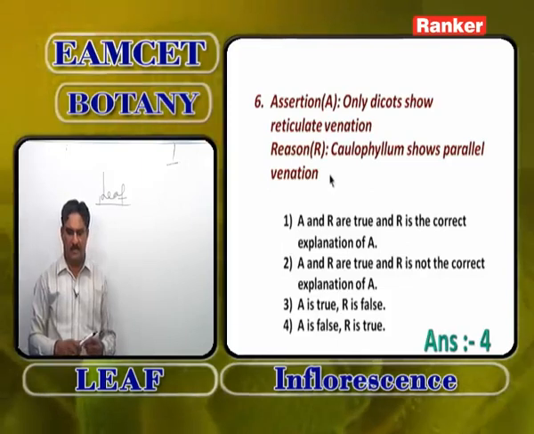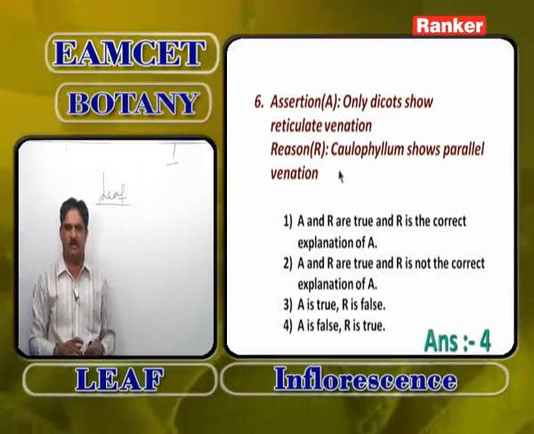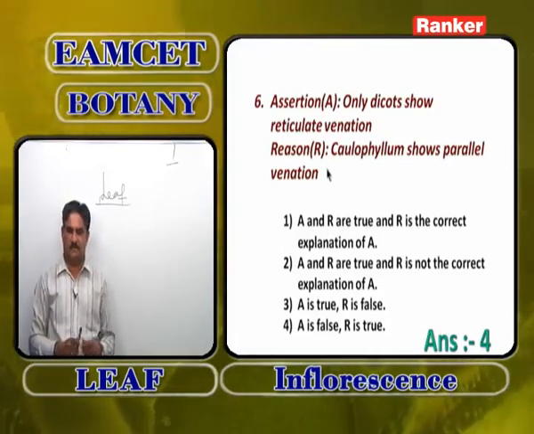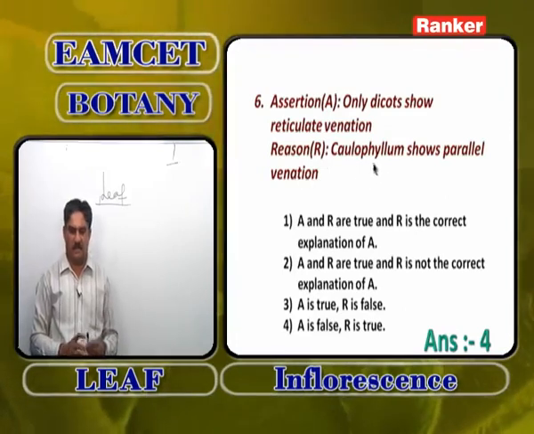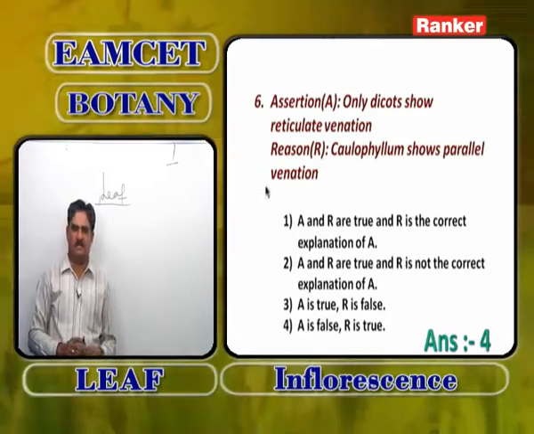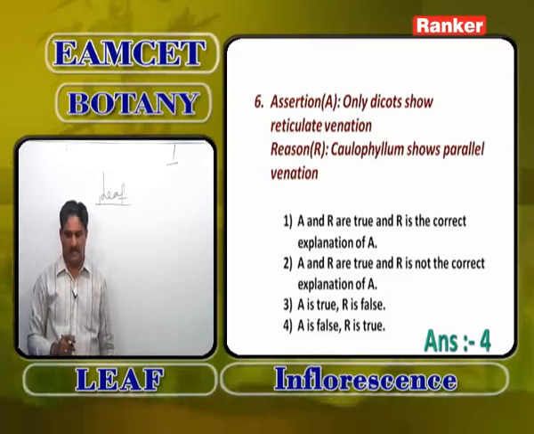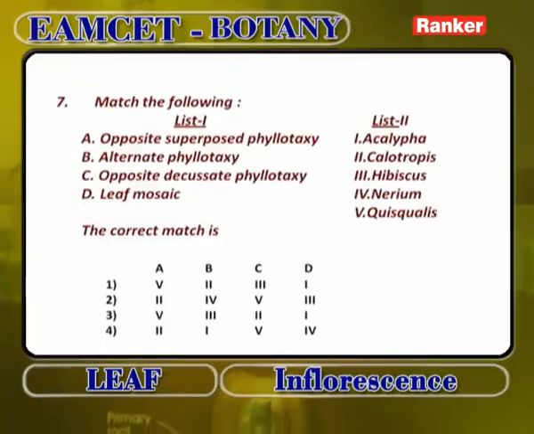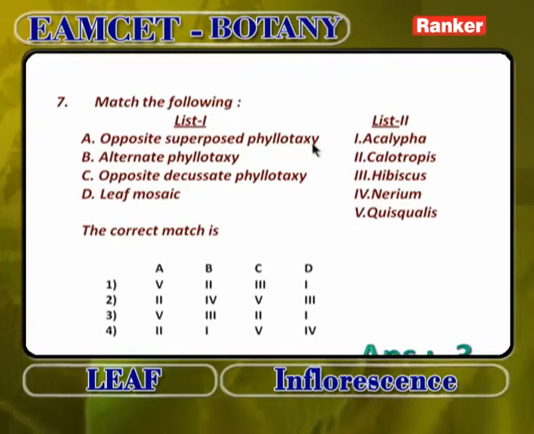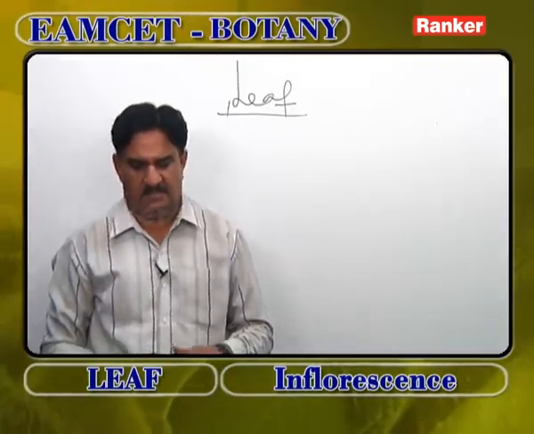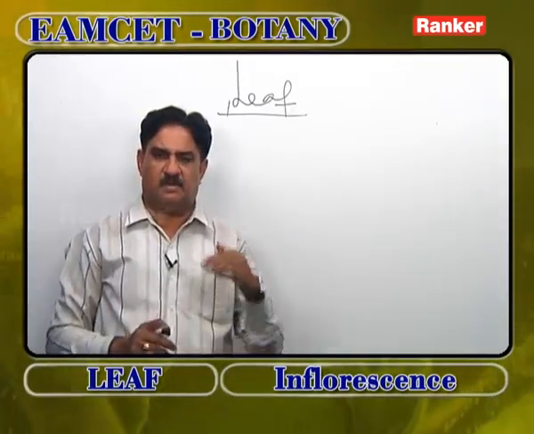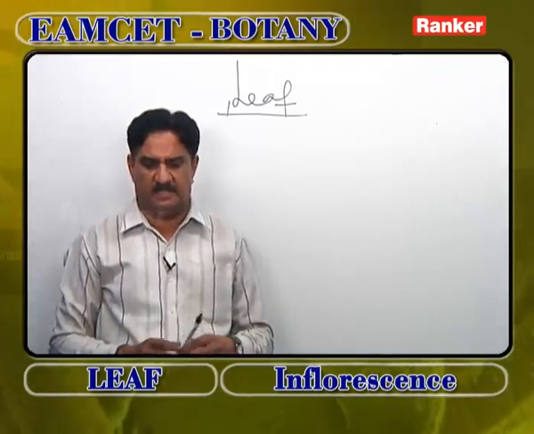Definitely, only dicots show reticulate venation, only monocots show parallel venation will be a definitely wrong statement. But Calophyllum shows parallel venation is a correct statement. Next, this is also a matching. Opposite superposed phyllotaxy means opposite leaves are present one above the other regularly, in Quisqualis.